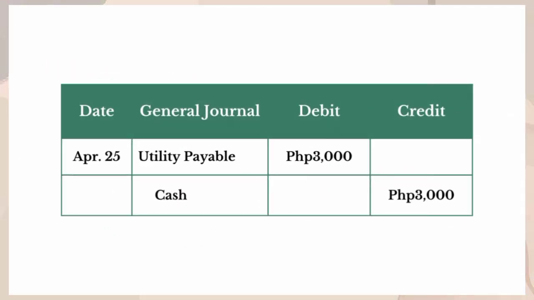In the reporting period of April, Ms. Cly should record its cash payment on April 25 for its utility bill. This entry includes a counter account for the utility payable from the previous period in the cash account.